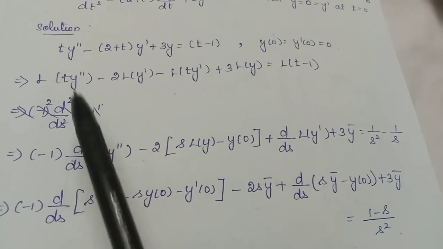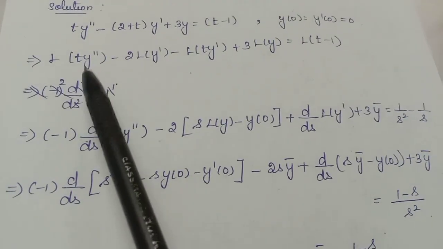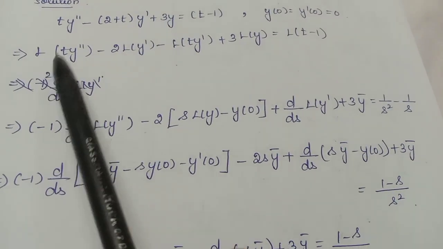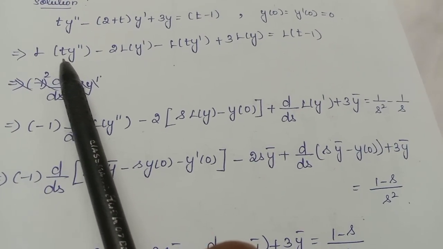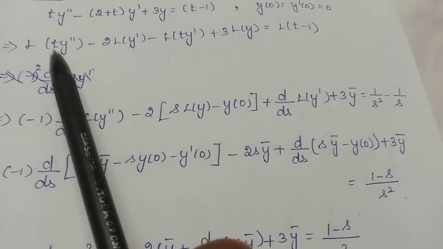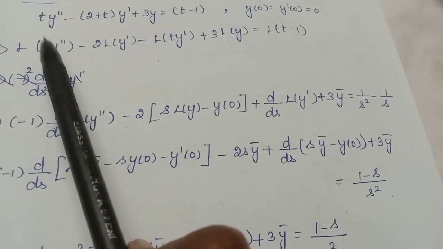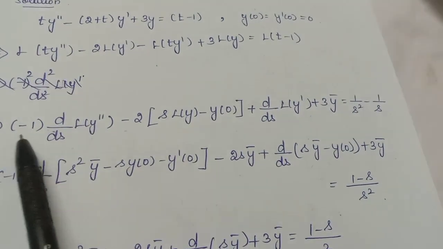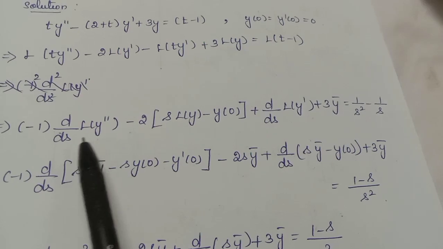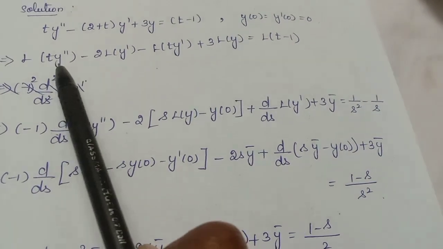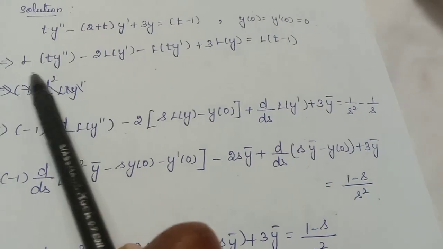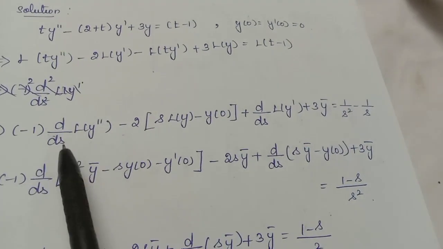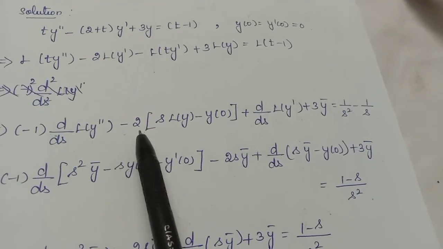Now here you apply the formula. Sorry, before applying the formula, see here I am having L of t into y double dash, no? So when you have product, in the beginning of the video itself I gave you one formula, no? So when you have t here, look at the power of t. Power of t is 1. So it will be minus 1 into d by ds of L of y double dash. This t can be eliminated by differentiating the Laplace transform.